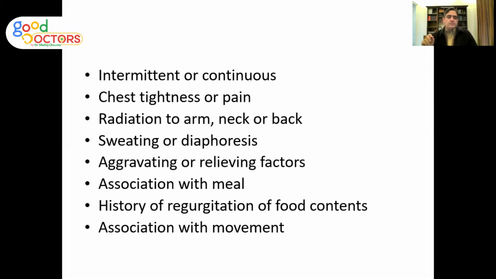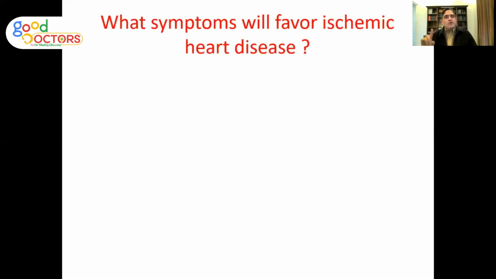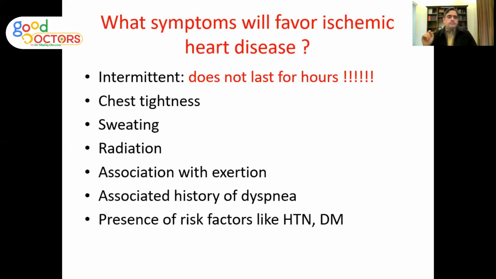You can understand that in the background of all these questions are the differential diagnoses I'm thinking of: ischemic heart disease, GERD, and other possibilities. Now, what will favor ischemic heart disease? If the pain is intermittent, if it is more of a tightness, if it is associated with sweating and has some form of radiation, or is aggravated with exertion, or there is any history of shortness of breath as well. And obviously, I'm going to ask about risk factors for ischemic heart disease, which include hypertension and diabetes.